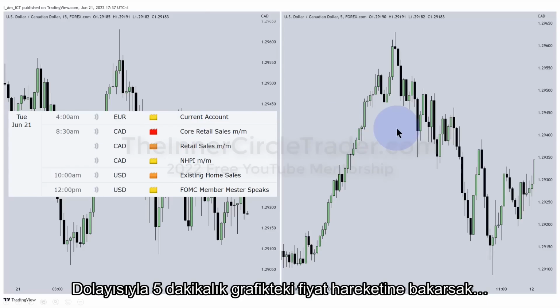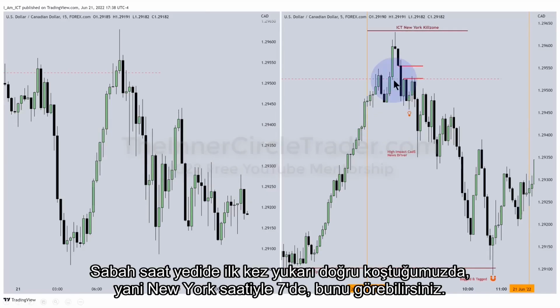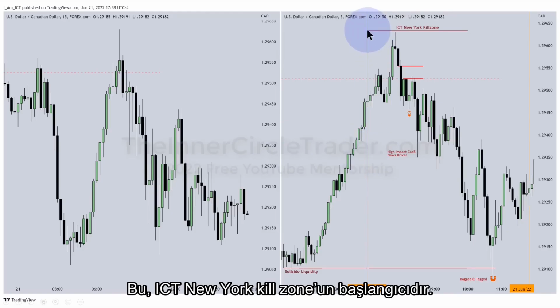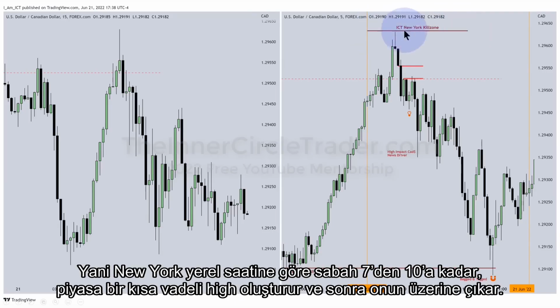So if we look at the price movement on the 5-minute chart, you can see that once we ran up initially at 7 o'clock in the morning. What is 7 o'clock in the morning, New York time? That's the beginning of my ICT New York kill zone. It's extended to 10 o'clock in the morning when it's Forex. So 7 o'clock to 10 in the morning, New York local time.